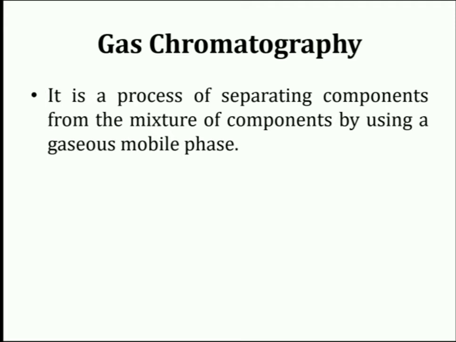The mobile phase for gas chromatography is a carrier gas, typically helium because of its low molecular weight and being chemically inert. The pressure is applied and the mobile phase moves the analyte through the column. The separation is accomplished using a column coated with a stationary phase.